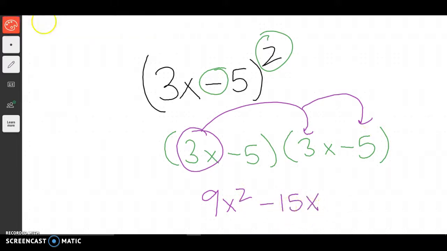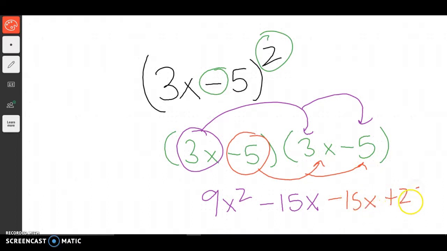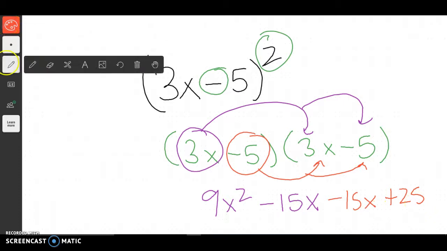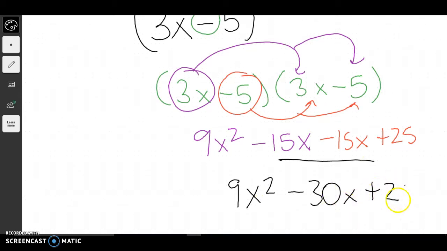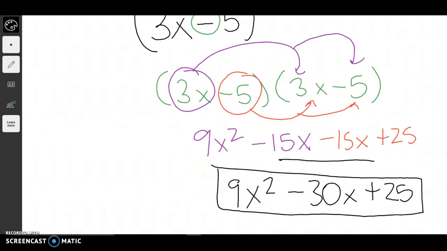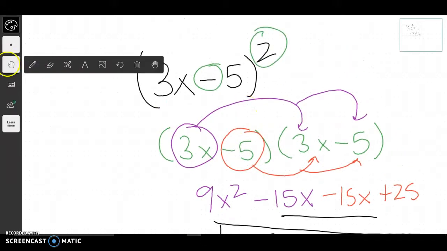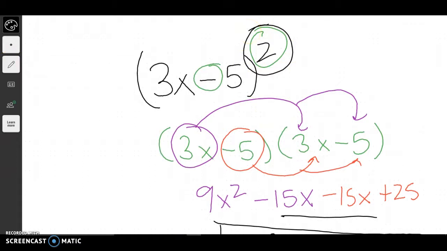We're now going to go through and distribute the negative 5, which is going to give me negative 15x plus 25. This is going to end up giving me, because we have 4 terms, but we got to combine the 2 middle ones, 9x squared minus 30x plus 25. And again, this would be my final answer. Okay. For the squaring thing, again, the biggest thing that you need to remember to do is you can't distribute this 2. You got to rewrite it out and times it by itself.